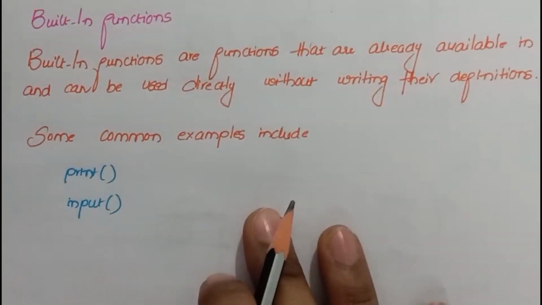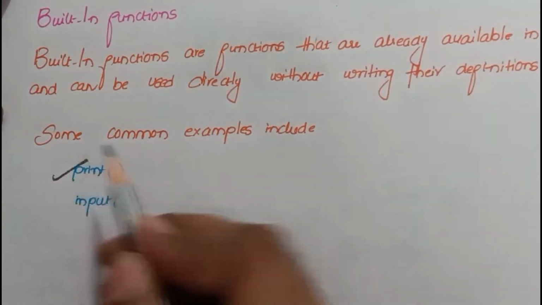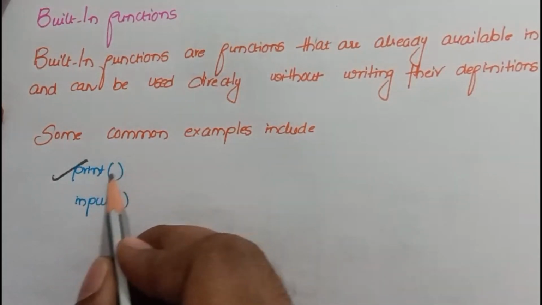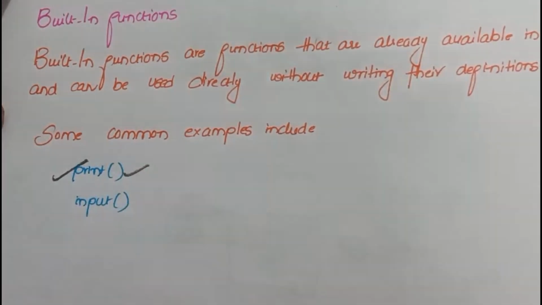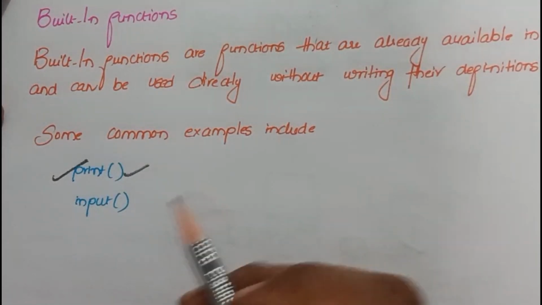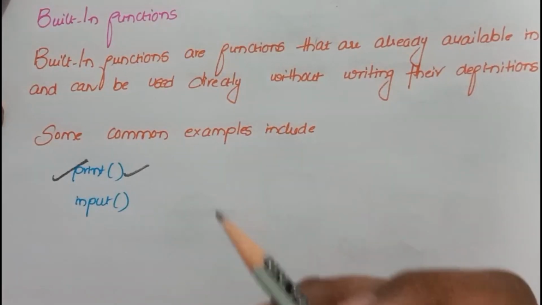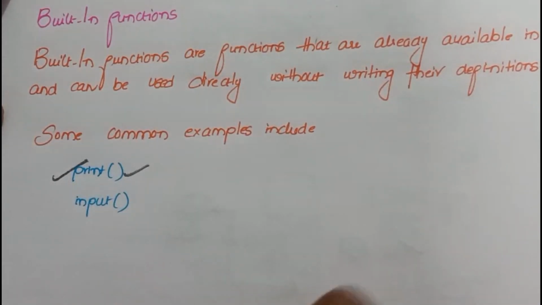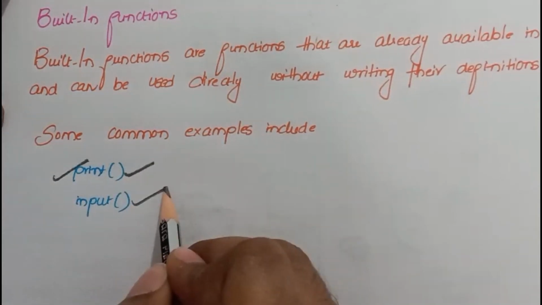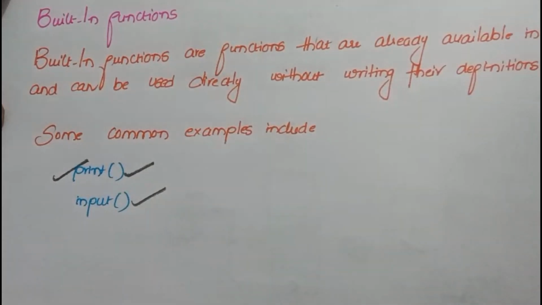Some of the examples include print. We usually use this function to display some output. So we are using this function, but we are not writing its body. It is already available in Python. Such functions whose body is readily available and can be used without writing the definitions are known as built-in functions. The most commonly used built-in functions are the print function and the input function, which is used to take the input from the user.